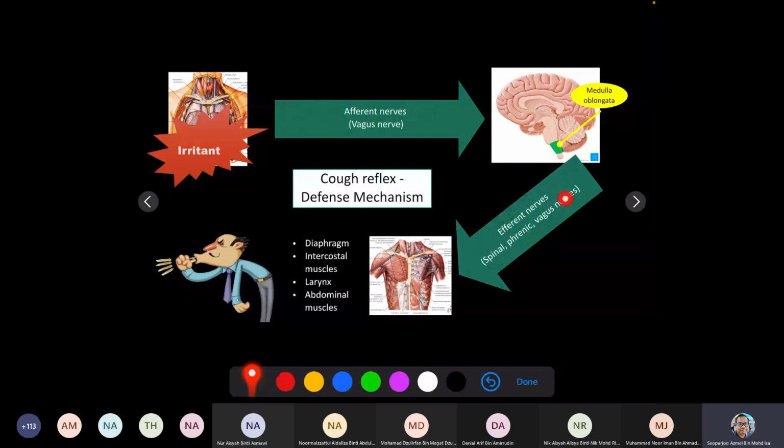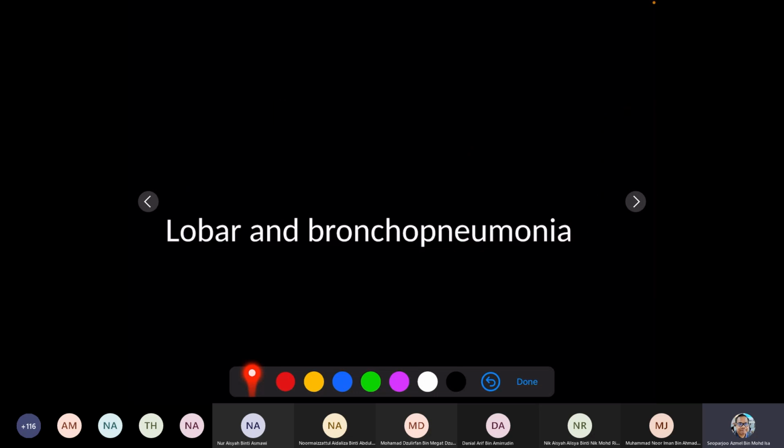So all of these nerves are involved as a conduction of the information that has been processed, and it will be stimulating all of these muscles, which are the diaphragm, the intercostal muscle, larynx, and also abdominal muscle, to initiate the cough reflex. So this is the simplified version of the cough reflex, but in detail, we need to go to the physiology lecture to understand more.